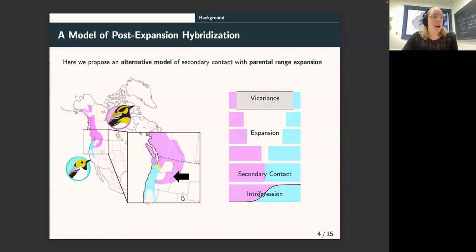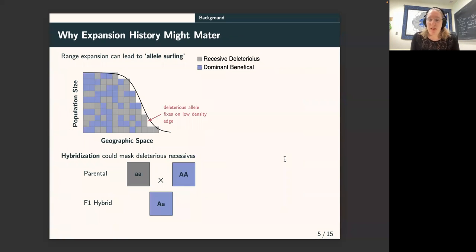All right. This tension zone model doesn't really represent what's going on in this warbler system very well because it ignores expansion. It doesn't account for the fact that the parental populations had to expand across their ranges before coming into secondary contact. So the goal of my co-authors and I on this work was to propose a new model of secondary contact hybridization that involves this parental population range expansion, and to understand the consequences of range expansion on hybridization.